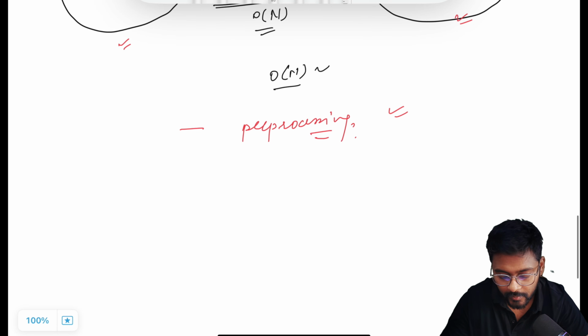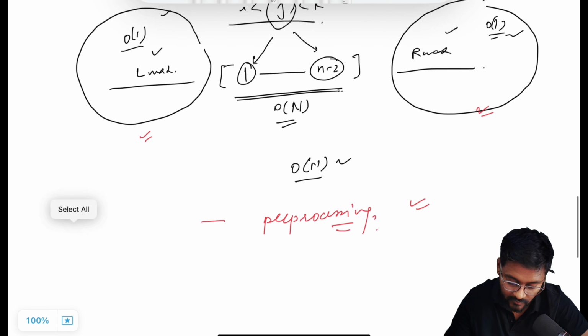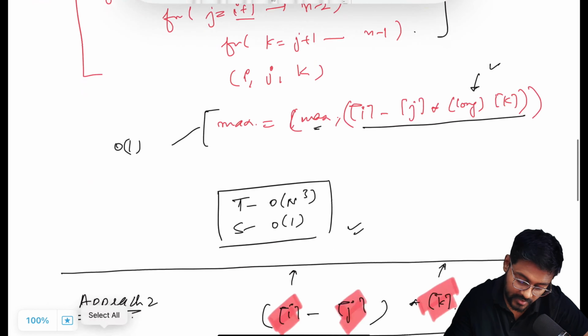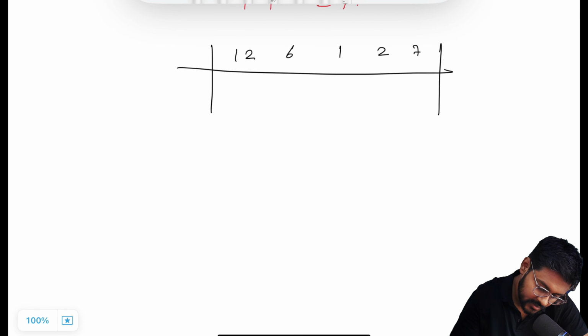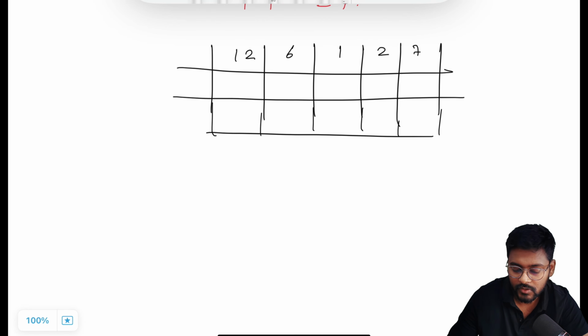Preprocessing. We do preprocessing in a lot of cases, like prefix sum we used to do. So here, whatever is the example, just directly come to that. 12, 6, 1, 2, 7. So this is my array. And for every element, what I need to know is whatever is the maximum element on the right side.